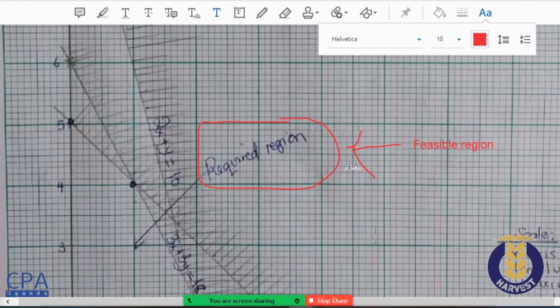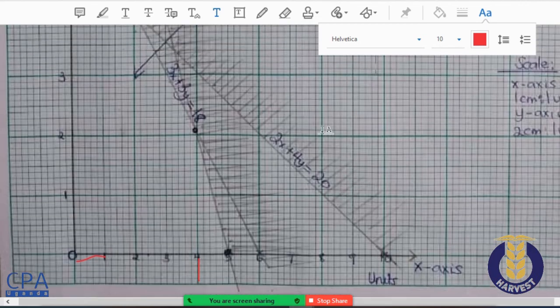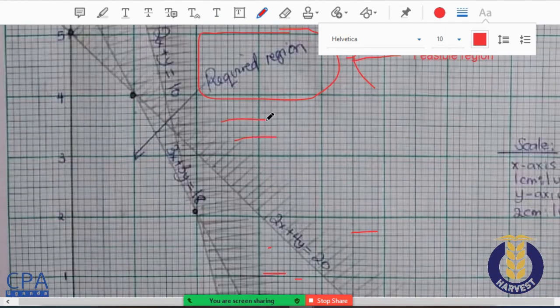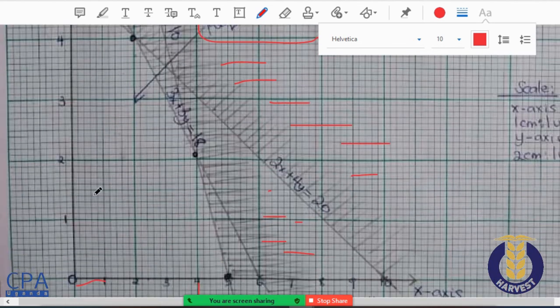Now, the shading, how is the shading done? As you can see, he did the shading nicely. Okay, you see that shading? I hope you're able to see the shading. He's shading off the unwanted region.